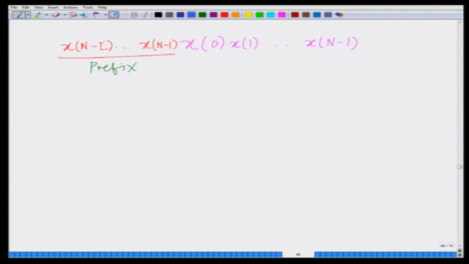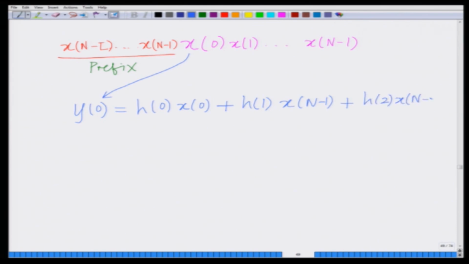And now if you look at the first symbol, I have y of 0 corresponding to x of 0. y of 0 equals h of 0 times x of 0 plus h of 1 times the previous sample, which is x of n minus 1, plus h of 2 times x of n minus 2, and so forth, h of l minus 1 times x of n minus l plus 1. Because I have prefixed the block with samples from the same block, y of 0 is h of 0 times x of 0 plus h of 1 times x of n minus 1 and so forth, h of l minus 1 times x of n minus l plus 1.